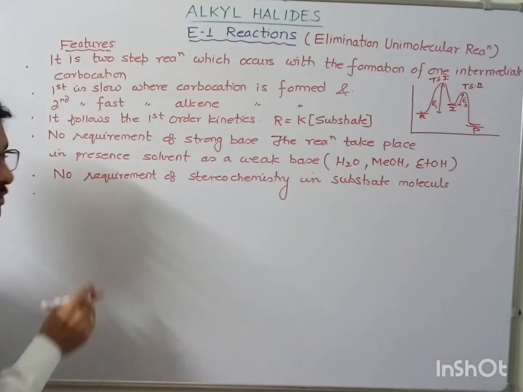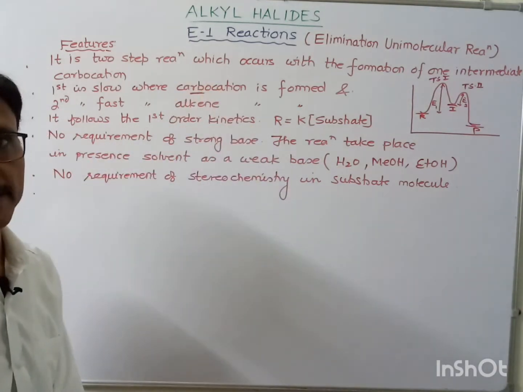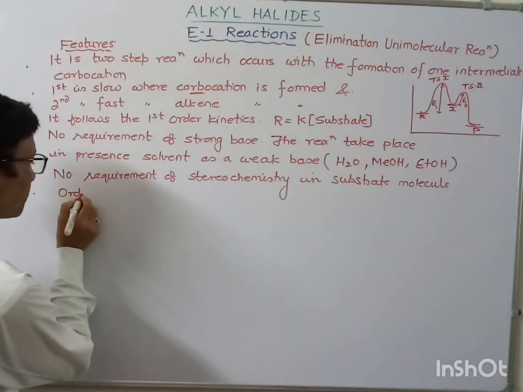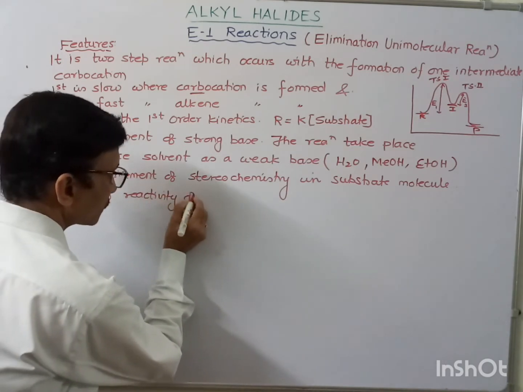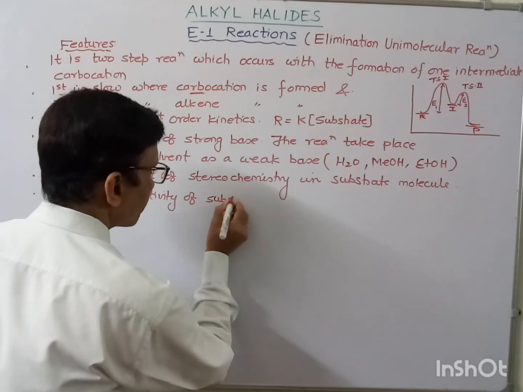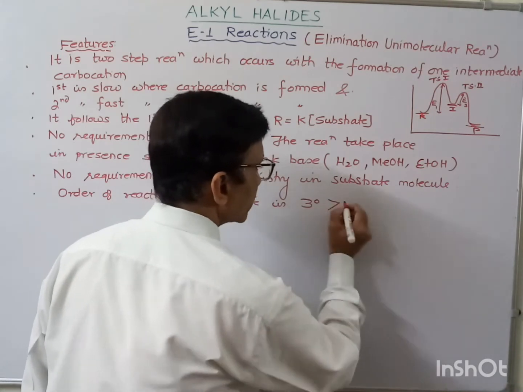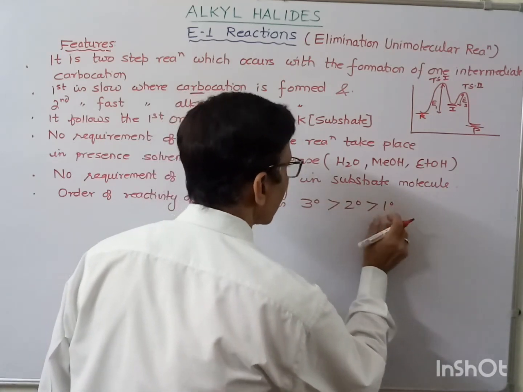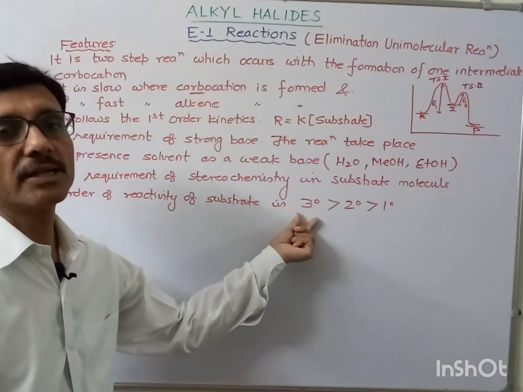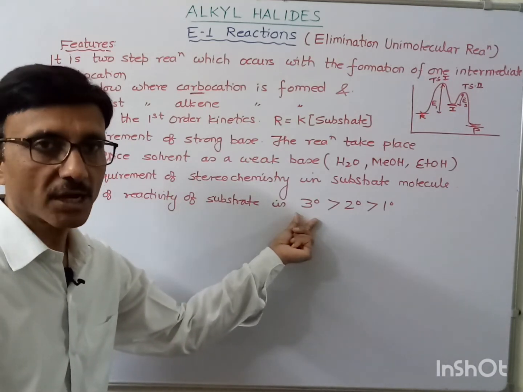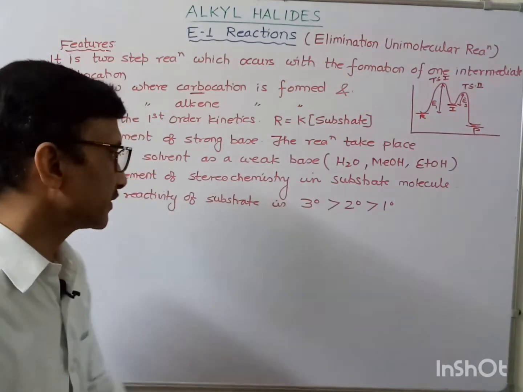Now, the order of reactivity of alkyl halide, as I have told you, this carbocation is formed as an intermediate. So the order of reactivity of substrate molecule is tertiary, more reactive, then secondary, then primary. So primary usually doesn't give this E1 reaction. So tertiary, because if we take tertiary alkyl halide, then it will give the tertiary carbocation. That's why the tertiary alkyl halide reactivity is more than the secondary, like this.